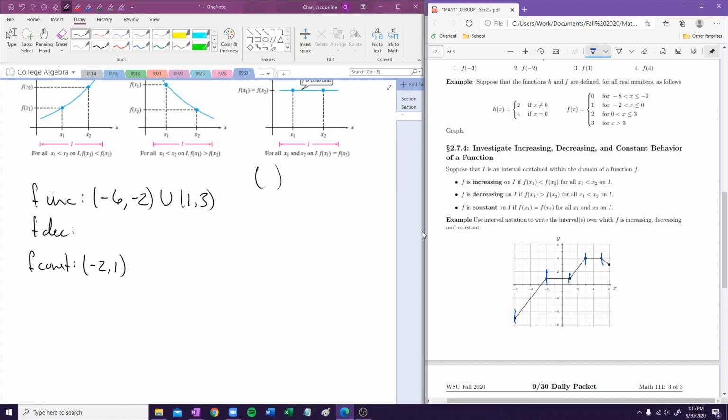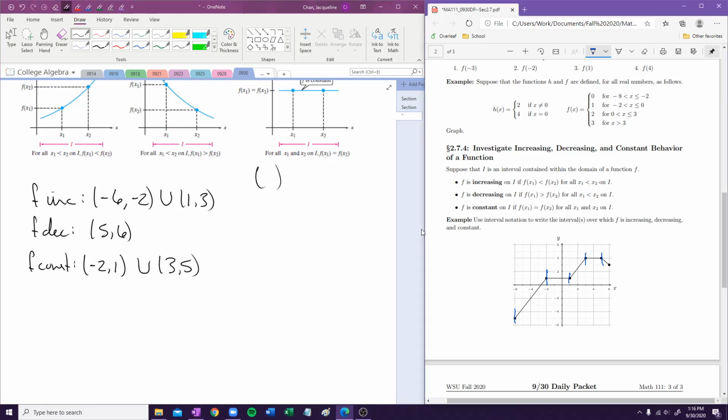It is 1 to 5. It is also constant, so again, we got to combine them with the union. This is 3, 5. Okay, and last but not least, there's also this little dip. Again, there is a dot, so that makes it finite. Okay, so the decreasing interval would be 5 to 6.